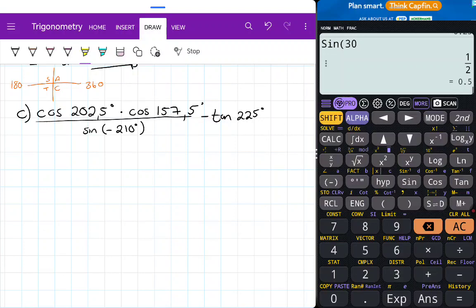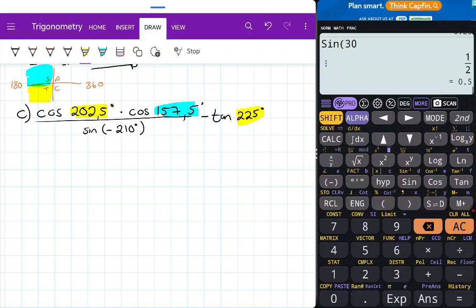On my CAST diagram, I only got my 180 and 360. So 202.5 is more than 180 and it's less than 270. So this is quadrant 3. 157.5 is less than 180, more than 90. So this one is quadrant 2. 225 is less than 270. So that one is quadrant 3.